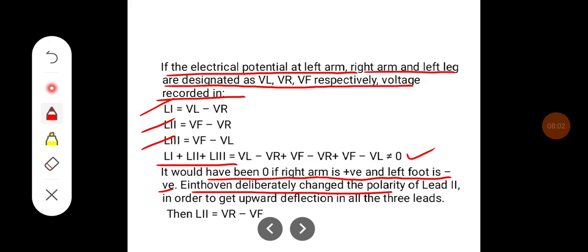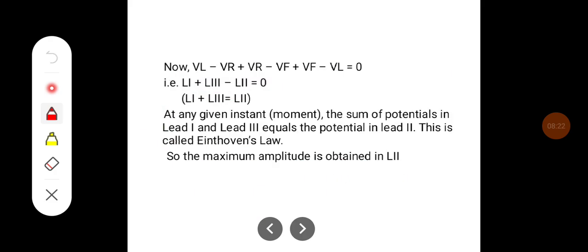Einthoven deliberately changed the polarity of lead 2 in order to get an upward deflection in all the 3 leads. So he just changed the polarity of lead 2, and made it VR minus VF. Now the voltage across the Einthoven triangle becomes 0, where lead 1 plus lead 3 minus lead 2 is equal to 0. That means lead 2 is equal to lead 1 plus lead 3.